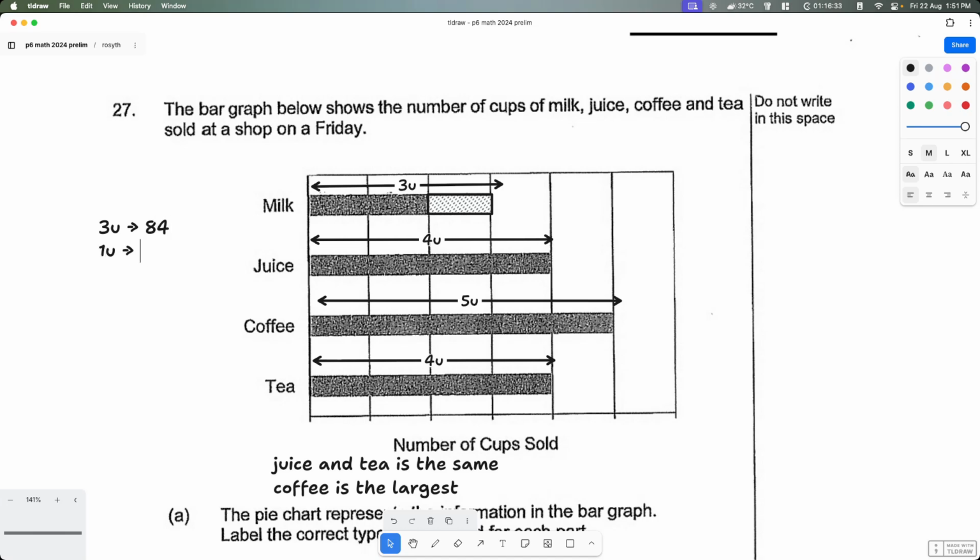1 unit is equal to, I think it's 18 or 28. Let me just double confirm. So let me just draw a line here. We minus 6 for 3, and then this will become 24. 24 minus 24 gives us 8. So the answer is 28. So 84 divided by 3 is equal to 28.